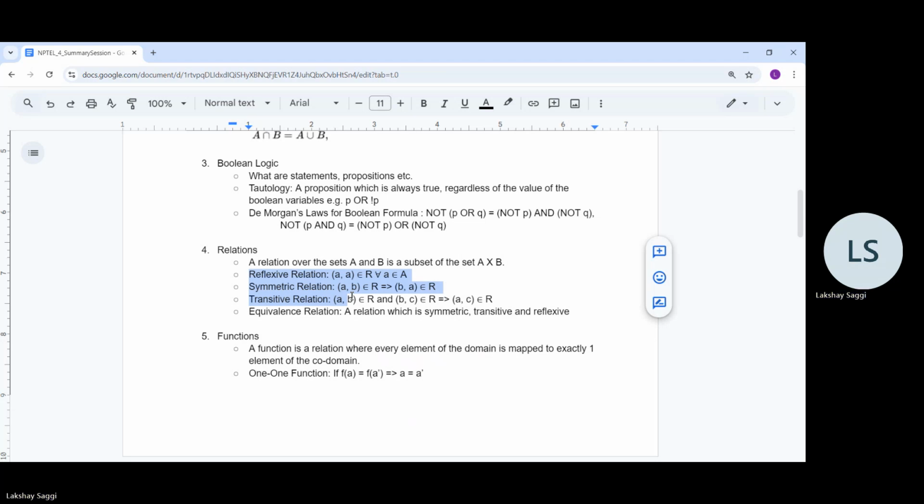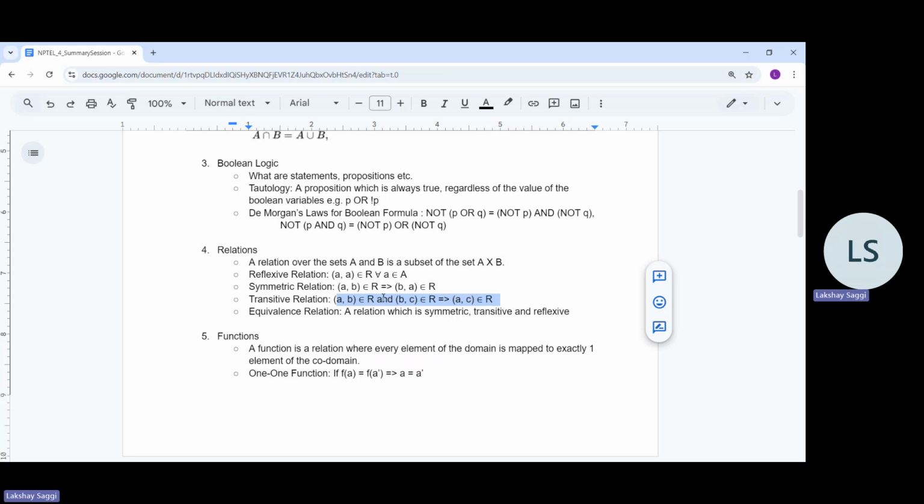So if A comma B belongs to relation R and B comma C belongs to relation R, then A comma C should also belong to relation R. And if this is true for all possible A, B, C, then that's when we call a relation a transitive relation.